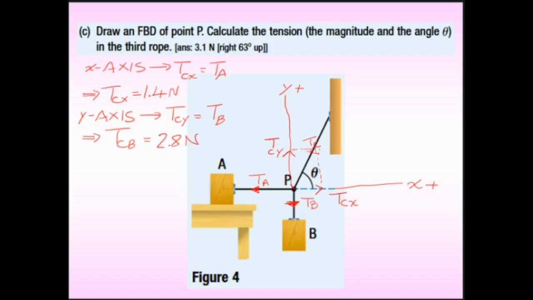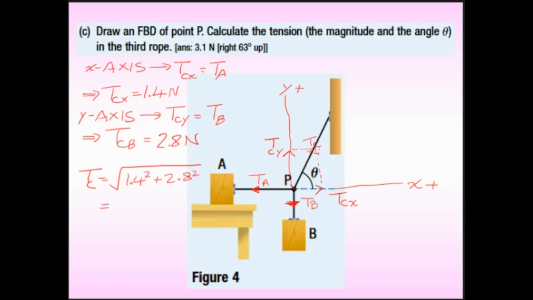Okay, what do I do now? I've got the X, I've got the Y. The same steps every single time. What do you always do once you get the X component and the Y component figured out? Pythagorean and tan. All right, so that means TC is equal to the square root of 1.4 squared plus 2.8 squared.